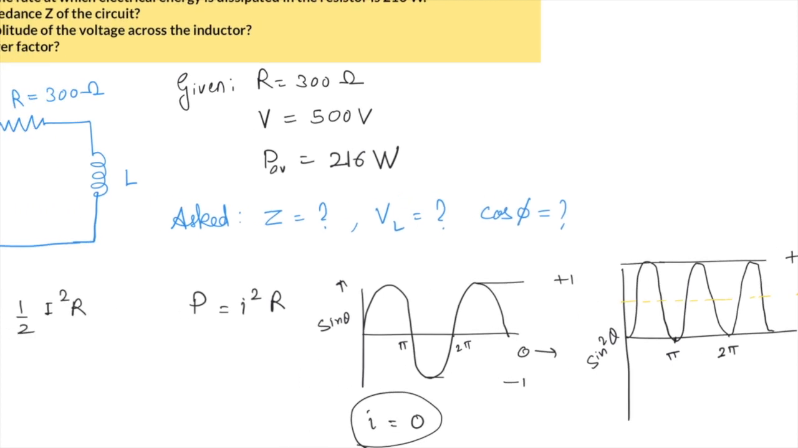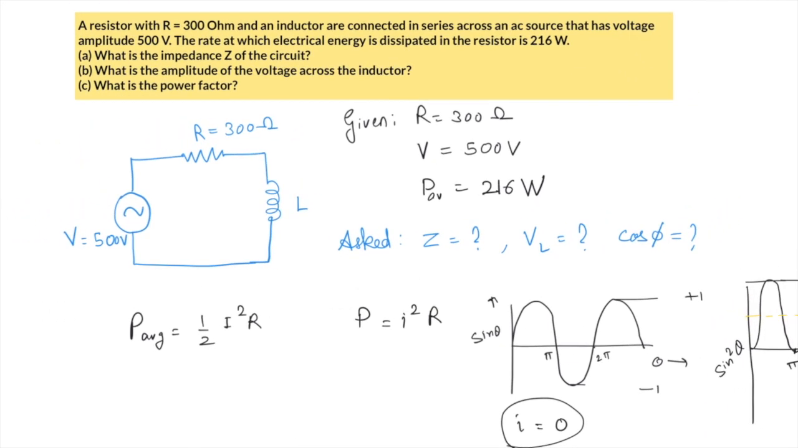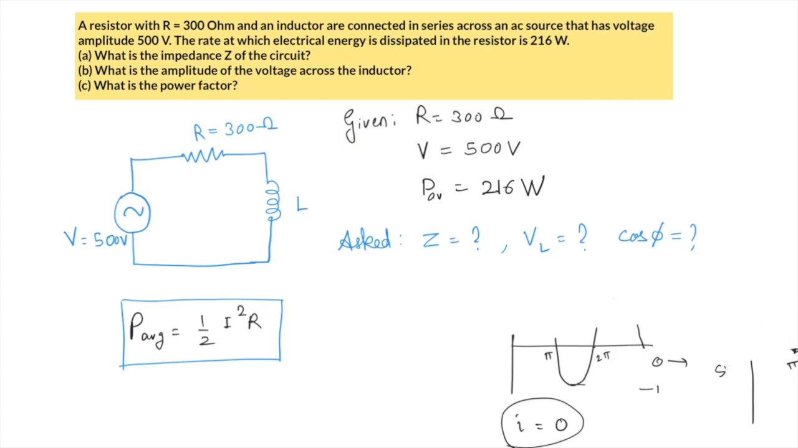So coming back to this, when we calculate the average power dissipated, it is given by 1 by 2 I square R. Hope that is clear now. Let me erase all of this.